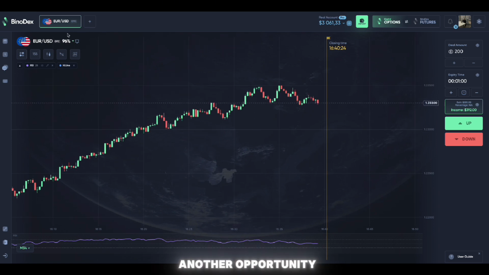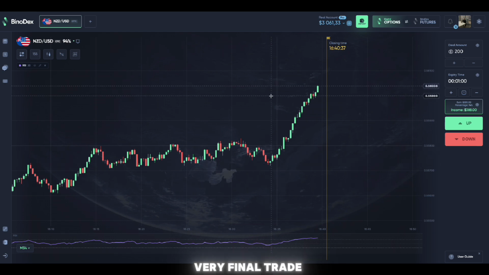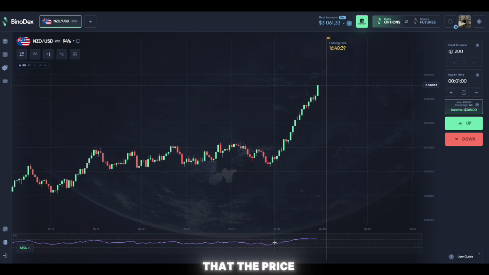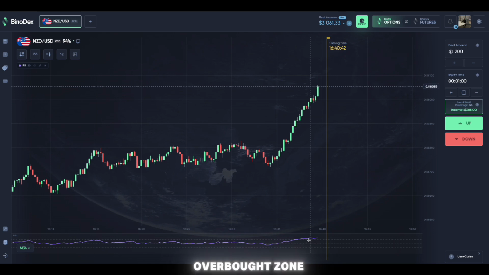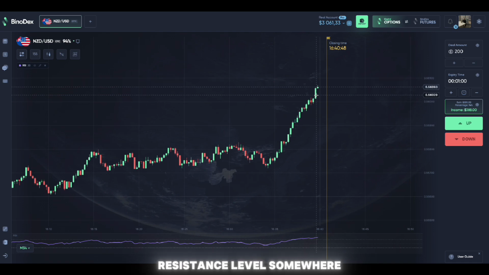So let's find another opportunity. Alright, I found the perfect moment to open our very final trade. We can see that the price is currently trading well above our overbought zone. So now we need to patiently wait for the exact moment when the price finally reaches a resistance level somewhere.